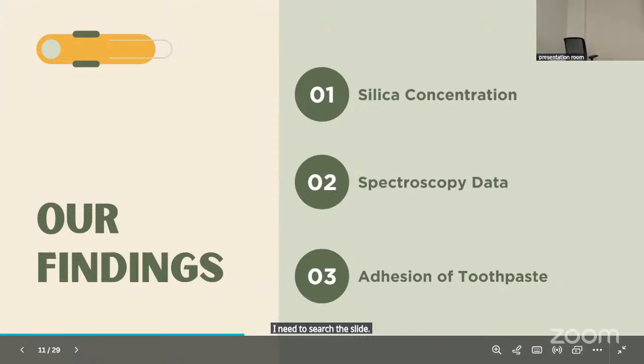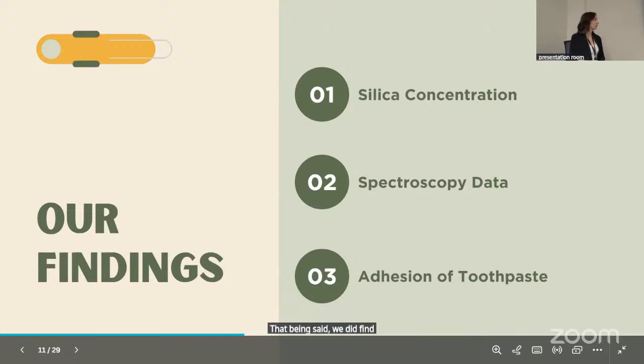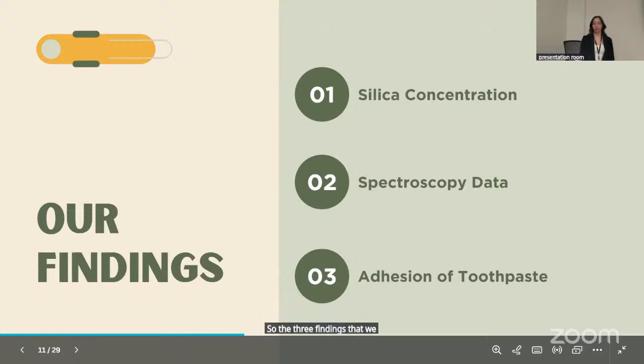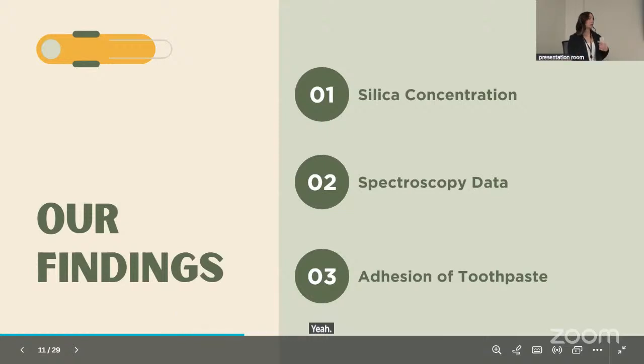All right, so initially, we did not find what we were hoping to find with our initial hypothesis. That being said, we did find some information that was useful to us and that was interesting to us. So the three findings that we ended up coming up with were the differences in silica concentration. We ended up using spectroscopy data to support our own individual research and our own conclusions. And then the adhesion of the toothpaste to the eggshell samples and potentially how they would adhere to teeth as well.